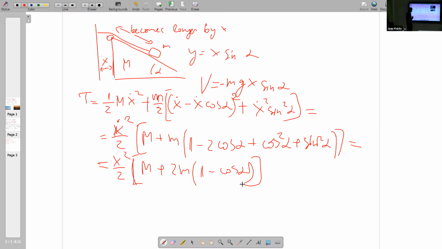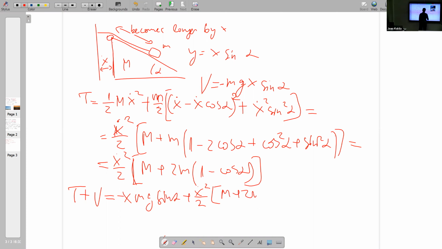And then the total energy, which is the sum of them, is conserved. So T plus V is constant. And this is now x mg minus x mg cosine alpha, plus x dot squared divided by 2, M plus 2m, 1 minus cosine alpha.